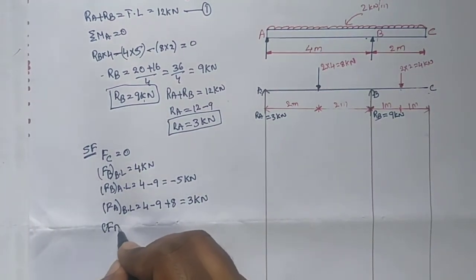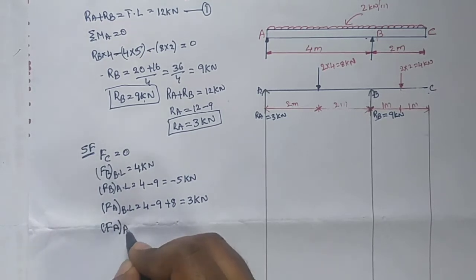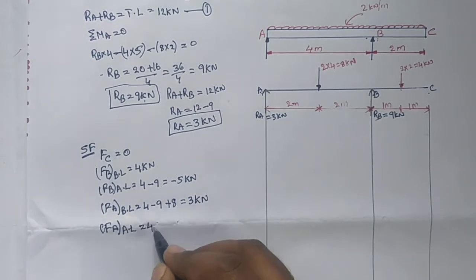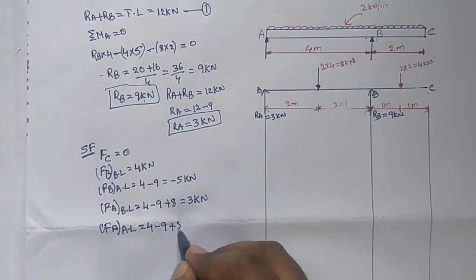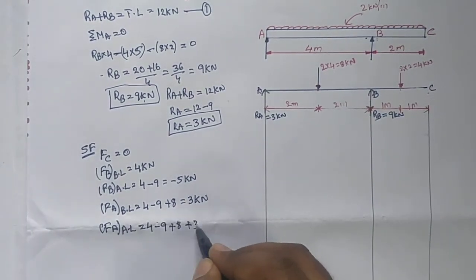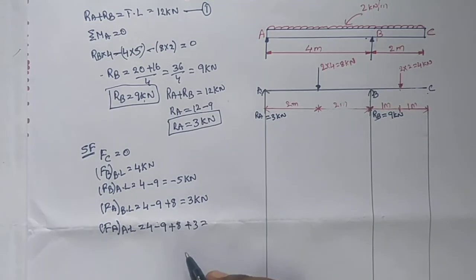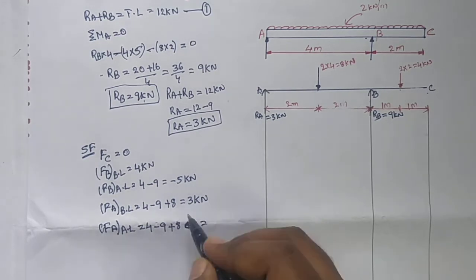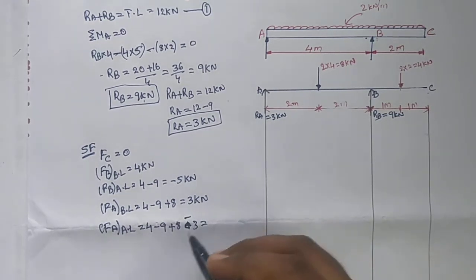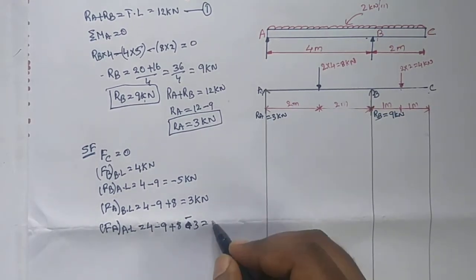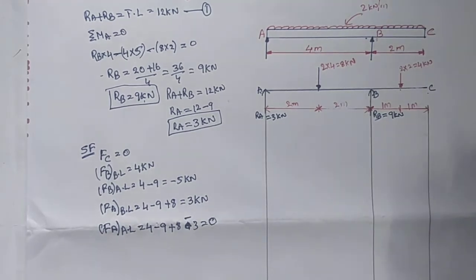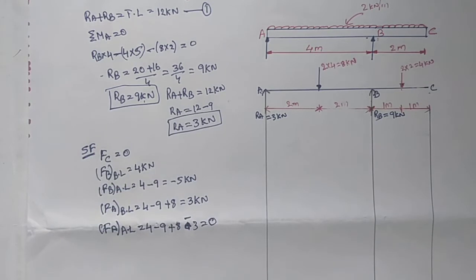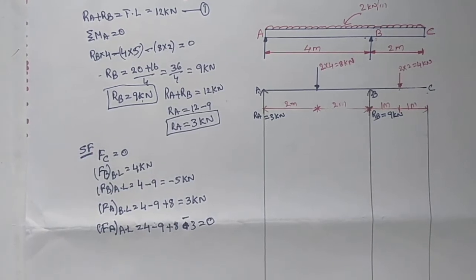Similarly, shear force at point A after considering the reaction force: 4 minus 9 plus 8 plus 3 equals, because the reaction force is acting upwards, 8 plus 4 is 12, minus 12, which equals 0 at point A. Okay, by using these values we need to draw the shear force diagram for the beam.